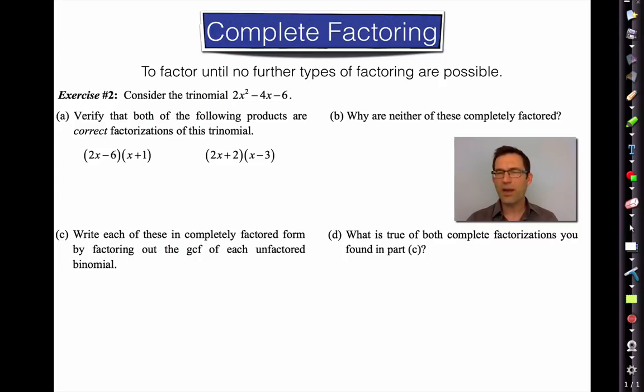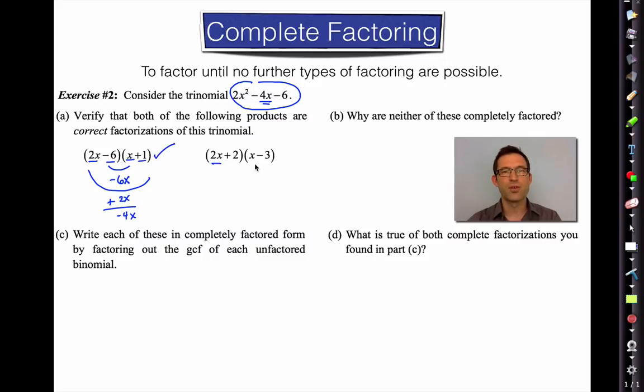Here we've got this trinomial, 2x squared minus 4x minus 6, and it says verify that both of the following products are correct factorizations of this trinomial. Let's first see if they're reasonable. 2x times x is 2x squared. Negative 6 times 1 is negative 6, so that's all good. Let's do what we did in the last lesson. Let's see if that inner and that outer sum to give me that middle term. And there it is, that negative 4x. Great. So that's a correct factorization.